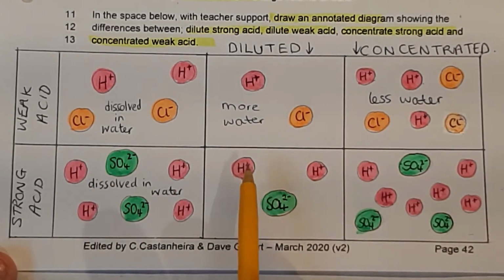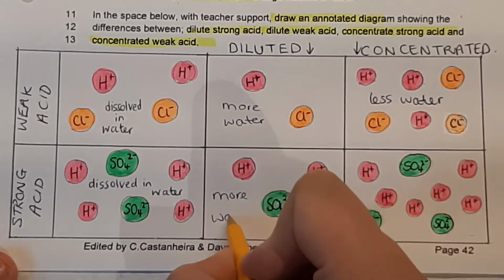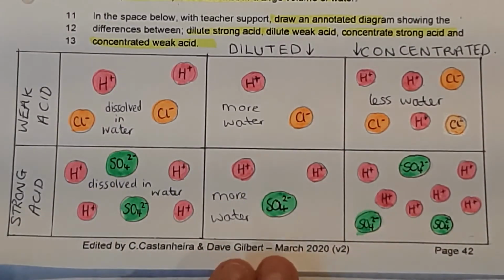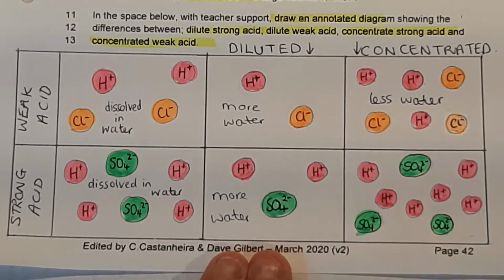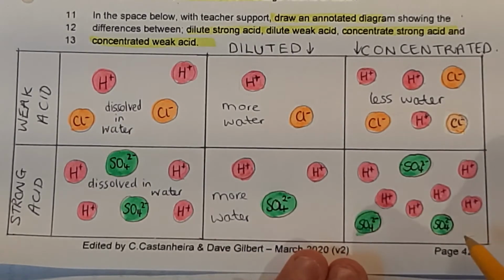So again, when we dilute it, we've still got twice as many of the positive hydrogen ions to the negative ion, but there is now more water, and there's only half the amount from the strong acid. So we've doubled the amount of water or half the amount of acid. And when we concentrate it, it's 50% more concentrated. So there is an extra 50% more.